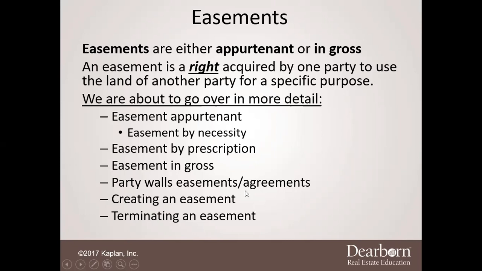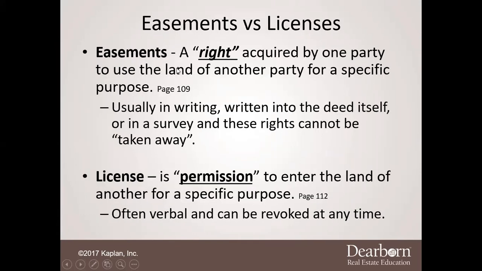So the easement is a right acquired by one party to use the land of another for a specific purpose. It's usually in writing and it's written into the deed itself or in a survey. And these rights cannot be taken away from you. You could give them up, but they can't be taken from you.